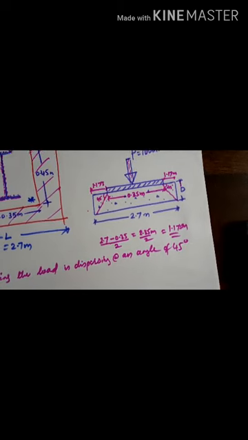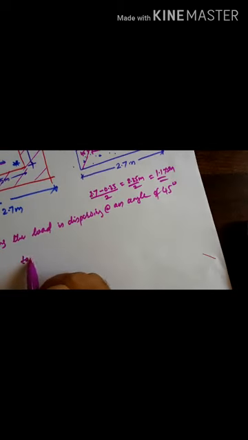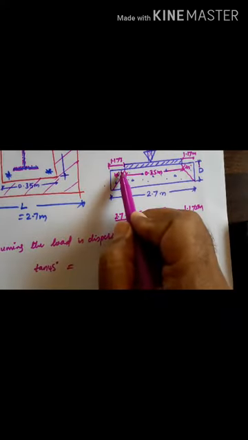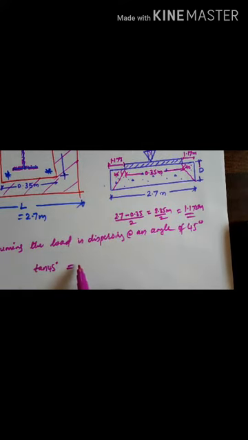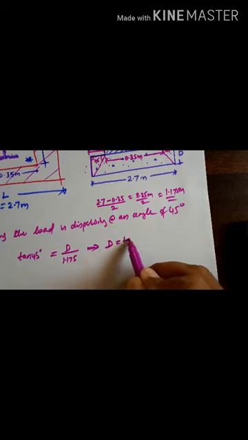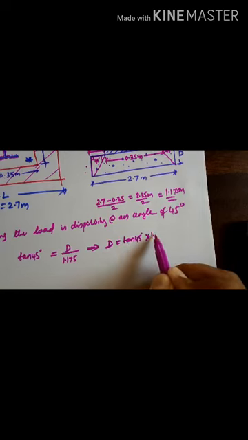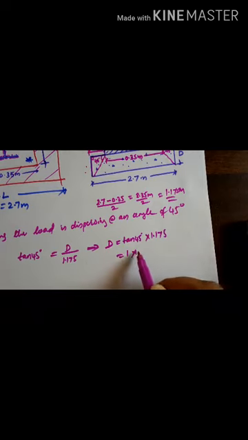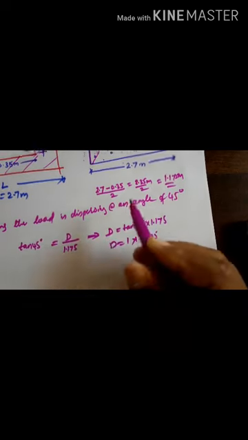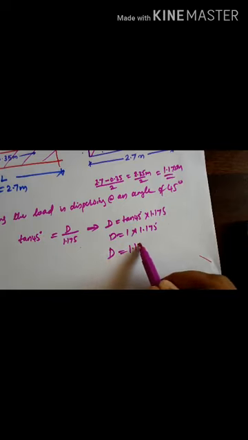Now we can write tan 45 equal to opposite by adjacent, where opposite is D and adjacent is 1.175. If we consider this as 90 degree, tan 45 is opposite by adjacent. From this, D equal to tan 45 into 1.175. Tan 45 is 1, so D is 1.175. Finally the depth we require is 1.175 meter.